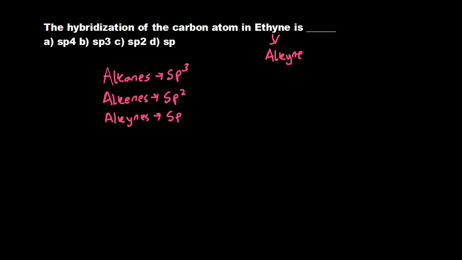So the hybridization of the carbon atom would be what? Would be sp. So the answer is sp. It's as simple as that. The hybridization would be sp.